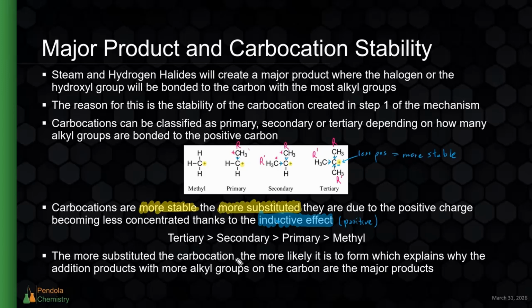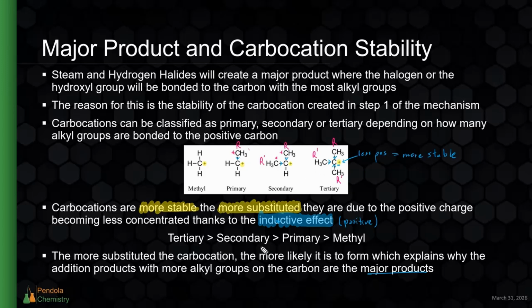The more stable the carbocation, the more likely it is to form. And that makes sense, right? The more stable it is, the more likely it is to even exist. Which is going to explain why addition products with higher grade, essentially tertiary, carbocations are major products. Carbocations that are tertiary are more likely to get created. And if they're more likely to get created, the products they create are more likely to get created.